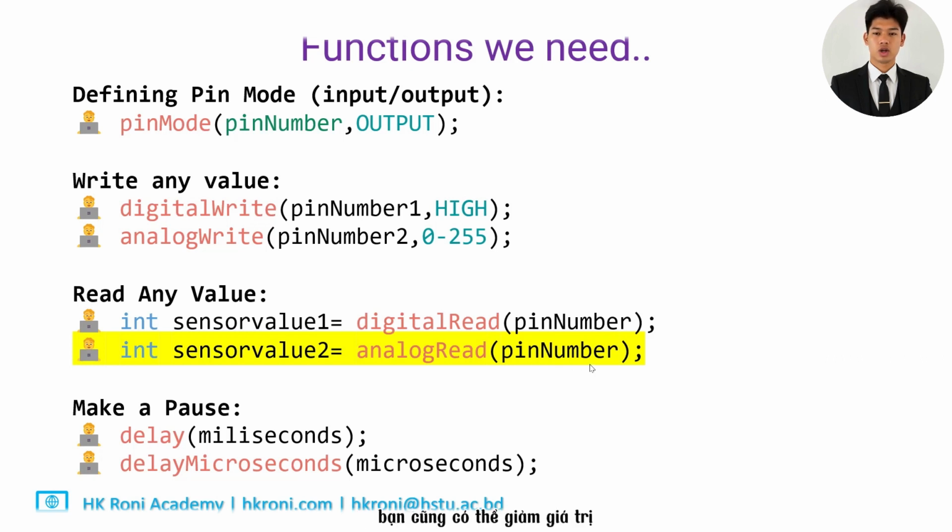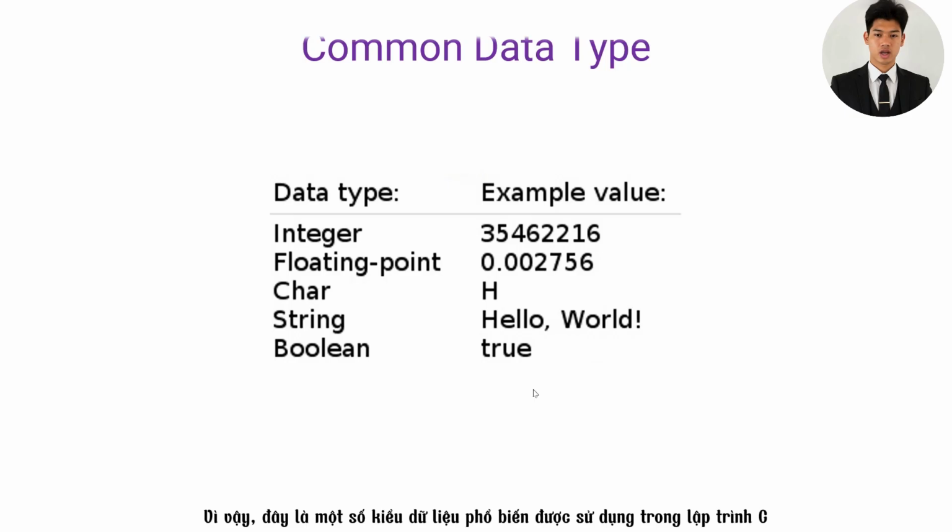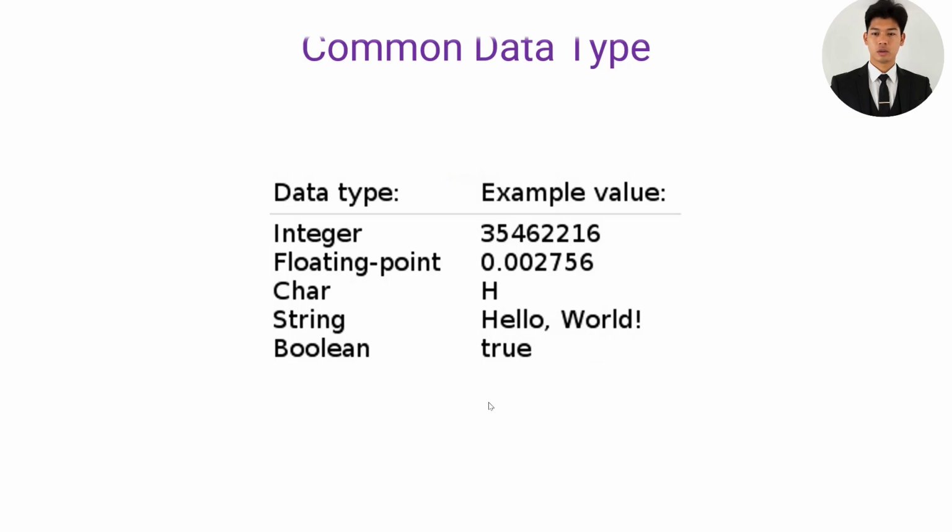Also, you can store the value that you have read from the sensor into a variable. That variable's data type could be integer, float, or any other format. Here are some common data types used in C programming. Integer data type does not contain any decimal values, it contains only integer values, whereas the floating data type takes in the integer as well as the floating part, that means the decimal part. There are some other data types like character, string, boolean. So if your sensor value has decimal input, then use float. If it is an integer value, then use integer.